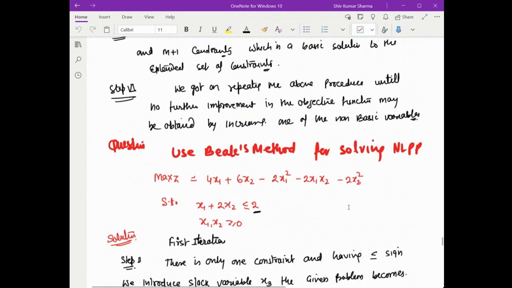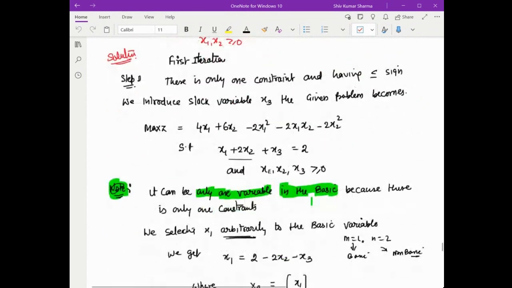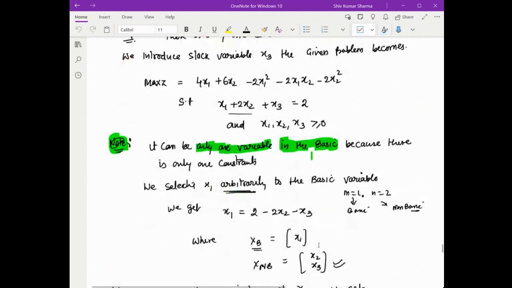We have only one inequality constraint, so we introduce only one slack variable. On the basis of one slack variable, we convert it into equality. Then our equation is reduced to this form. Then we check the variables.